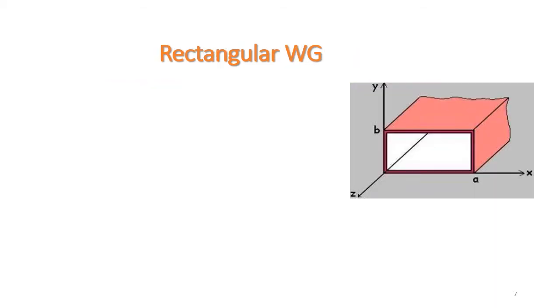Now this is a rectangular waveguide, having a rectangular shape. It is a hollow metallic rectangular structure. The width of this structure is a, along the x-axis. The height of the structure is b, along the y-axis, and the length of this waveguide is L, along the z-axis. First of all, we will see what happens inside this waveguide when we input a signal to it.